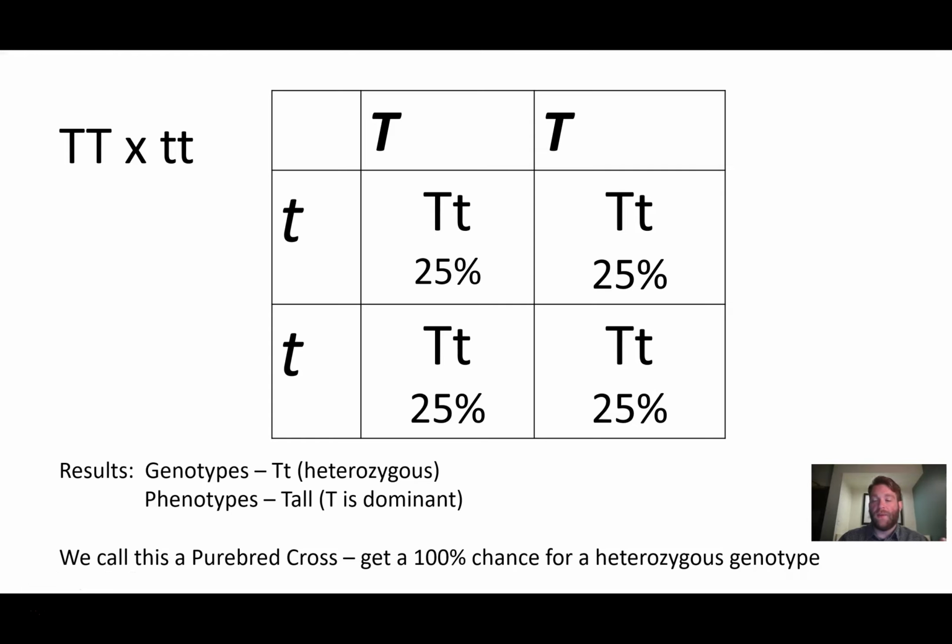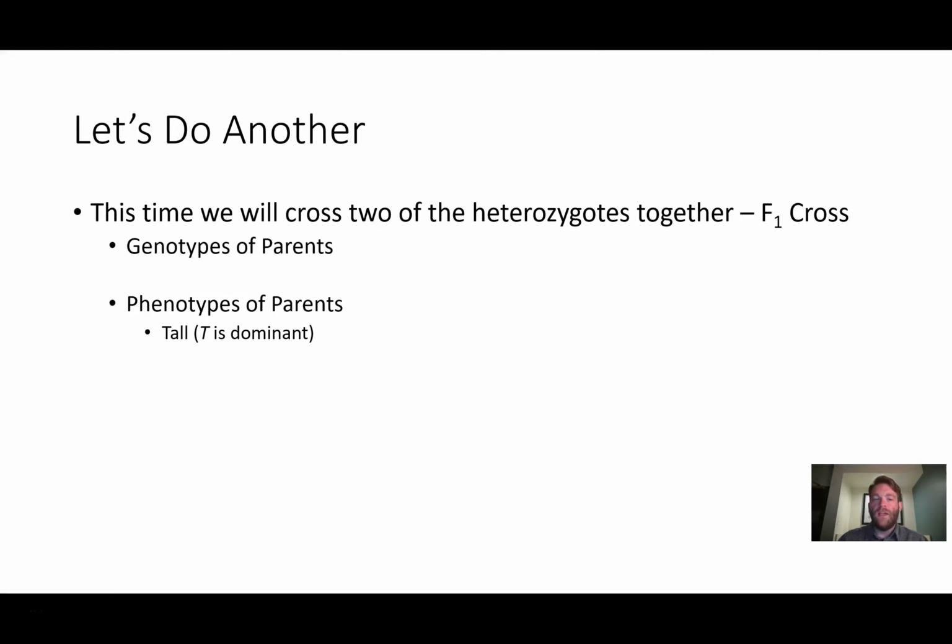So we say we have a 100% chance for it to be heterozygous, that every offspring will have the same genotype and the same phenotype because they have the exact same combinations. So now let's look at a slightly more complicated cross.